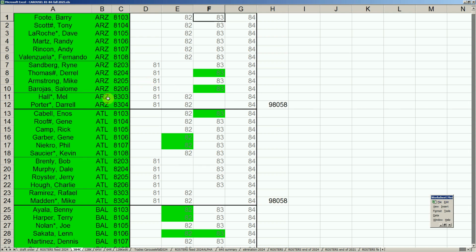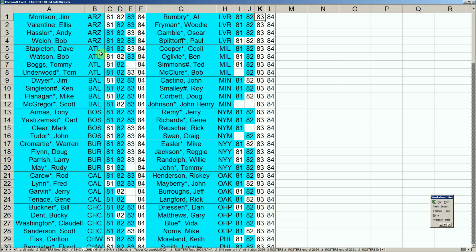So that's how the first major portion of the team is the 12 guys we're already carrying on. Keepers is critical because you've got your 4 keepers. Here again is Arizona with Jim Morrison, Valentine, Hassler, and Welch. And here in each of these years, we highlight when we think we might take the player. So in the year of 81, Andy Hassler and Bob Welch really look good. Jim Morrison, Ellis Valentine, we don't highlight them. Because you see the number here, it means the card's available. We don't particularly like it.